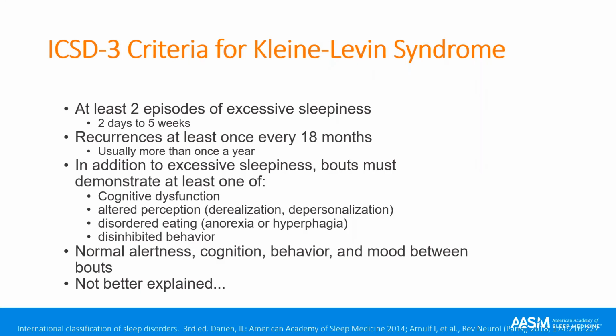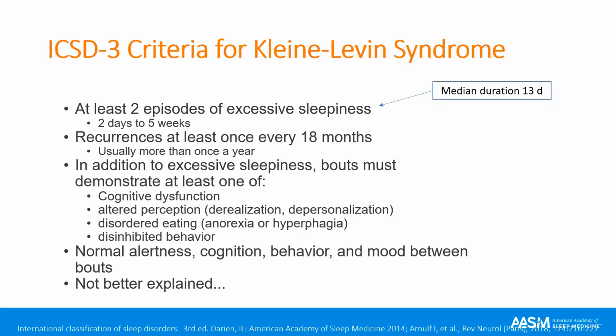And so the idea with Klein-Levin is you have episodes of sleepiness, and in between sleepiness, people are fine. For the ICSD-3 criteria, you have to have had at least 2 episodes. So a single episode of sleepiness is not enough, but once you've had 2, it's recurrent.